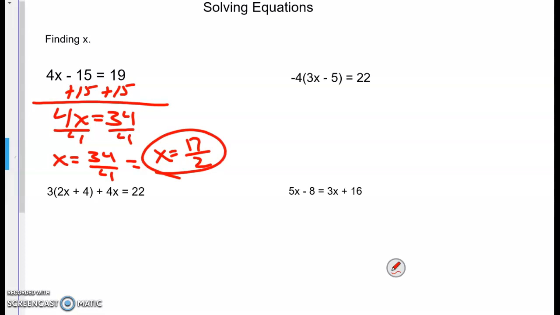And we can always plug that x back in, whether we do it pen and paper, pencil and paper, or on a calculator. But 4 times 17 over 2 is 34, minus 15 equals 19. You can check any of these problems.